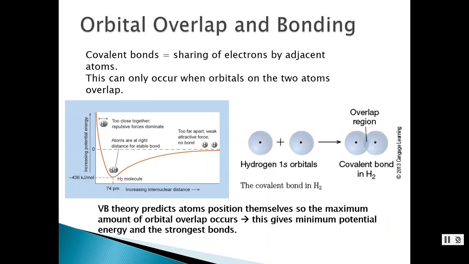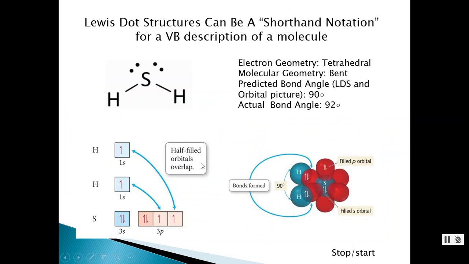That also should bring up the question: we have these atomic orbitals that we are now thinking about as overlapping when forming covalent bonds. How does that change the orbitals that are involved? That's something that we're going to talk about shortly.